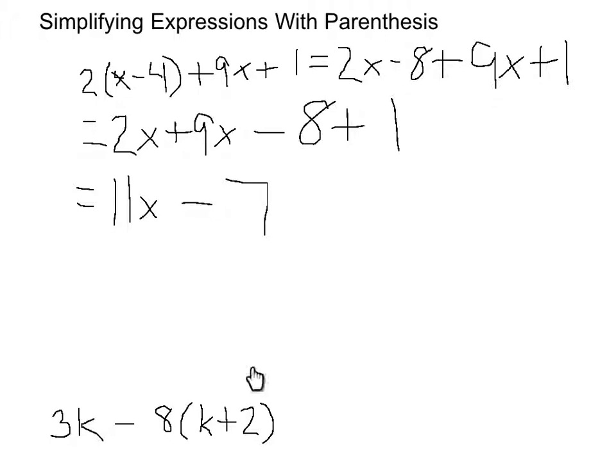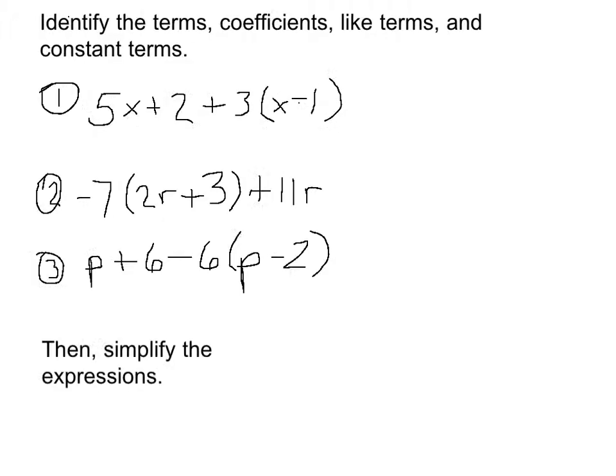What I'd like you to do tonight is try this problem right here: 3k minus 8 times k plus 2. It'll give you some practice with the distributive property, the commutative property, and working with like terms.